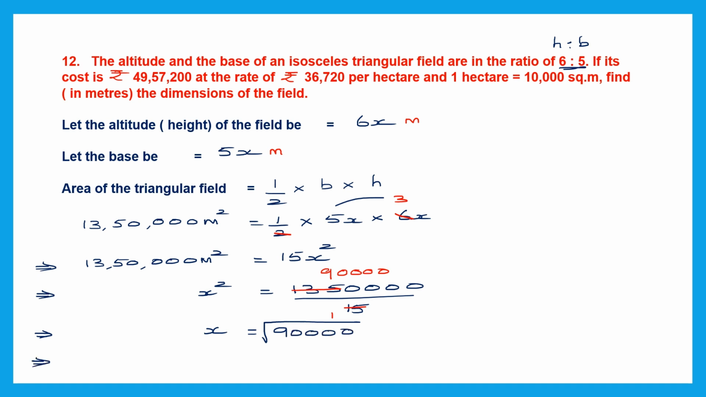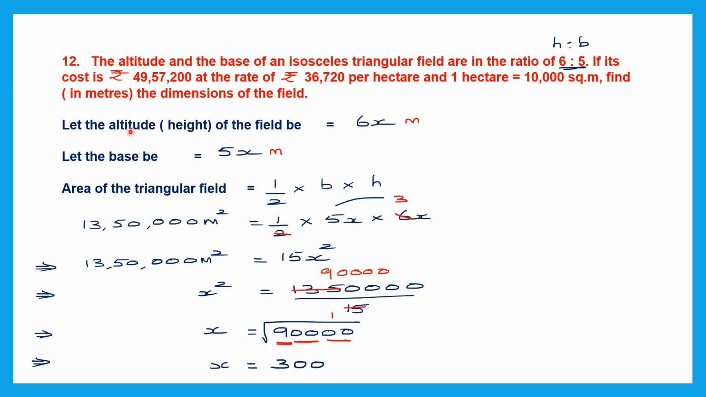Now we have learned to find the square roots of numbers like this, isn't it? Now what is the square root of 9? The square root of 9 is 3. Now there are 4 zeros, and since we're finding the square root, put them in groups of 2. So 2 and 2, and from each group take out 1 zero. So take out 1 zero there and 1 zero, we get 300. So now we know the value of x. X is equal to 300. Now we can substitute it for the altitude and for the base and find the dimensions of the field.